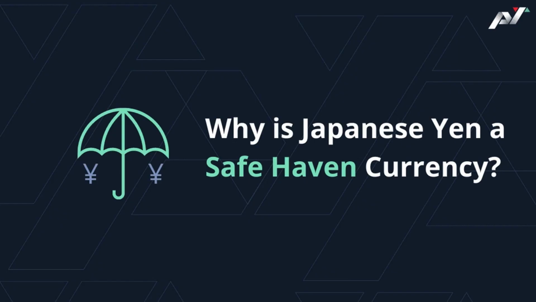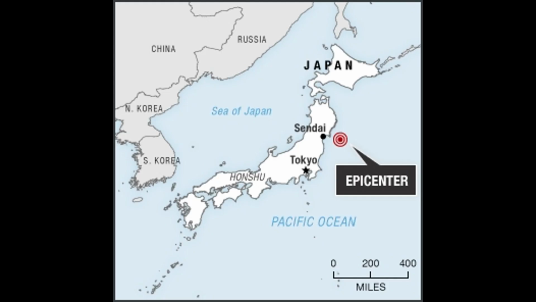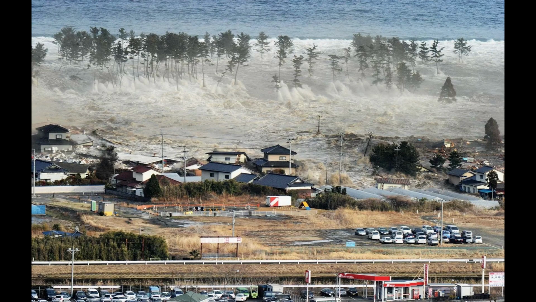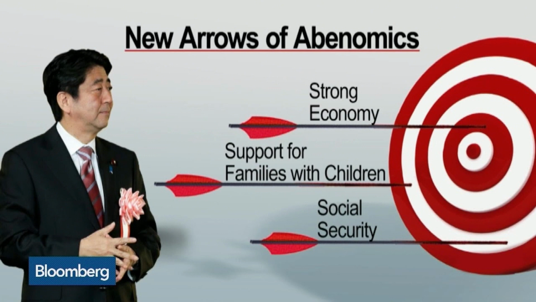2008 global financial crisis. The yen appreciated as a safe haven currency during the crisis. 2011 Tohoku earthquake and tsunami. The yen surged again as investors sought safety. Abenomics. Prime Minister Shinzo Abe's economic policies aimed to weaken the yen to boost exports. COVID-19 pandemic. The yen remained relatively stable during the pandemic, reflecting its safe haven status.